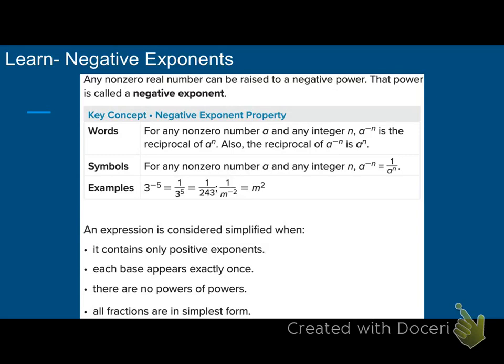So, examples here. I've got 3 to the negative 5th. Is this written as a fraction right now? No. How can I make that a fraction? Put it over 1. To make anything a fraction that's not already a fraction, I put it over 1. Correct? Okay.